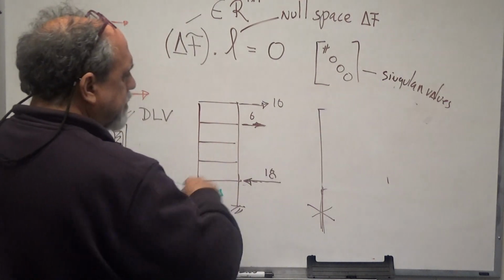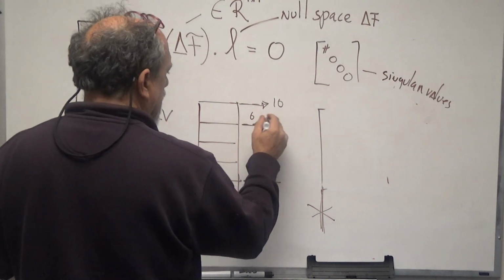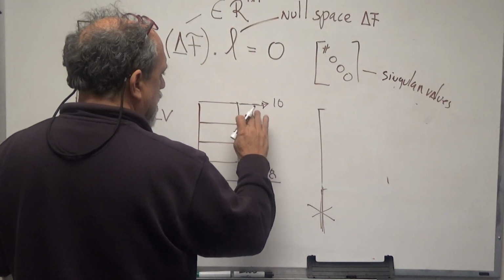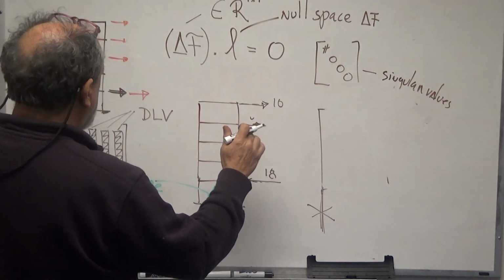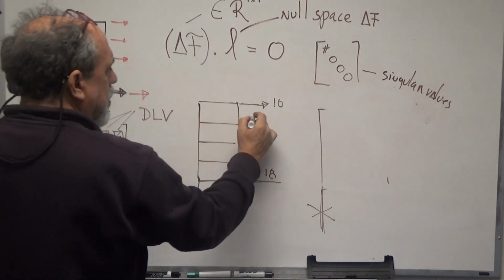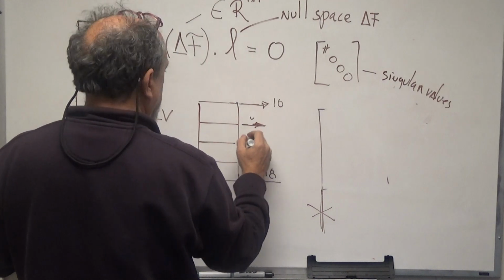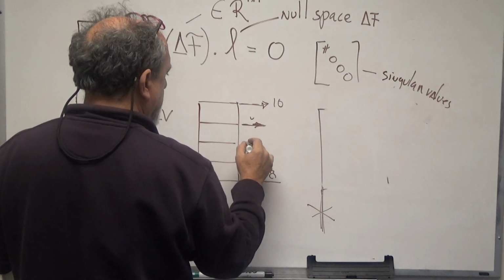Let me see. What did I have? 3, 4 loads. We could have another load here, right?